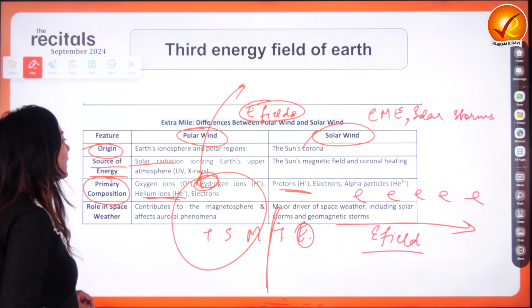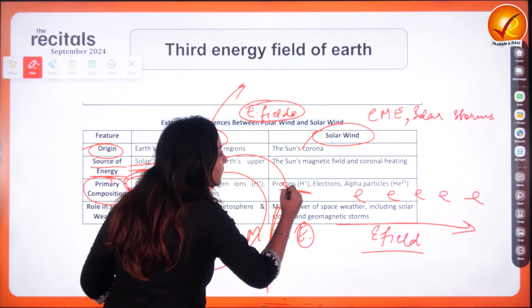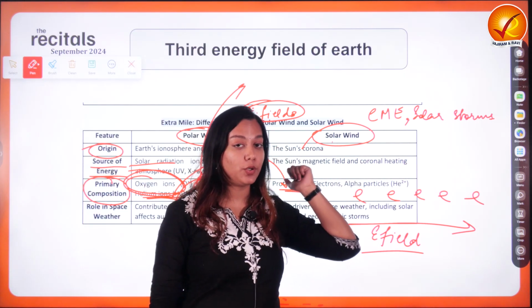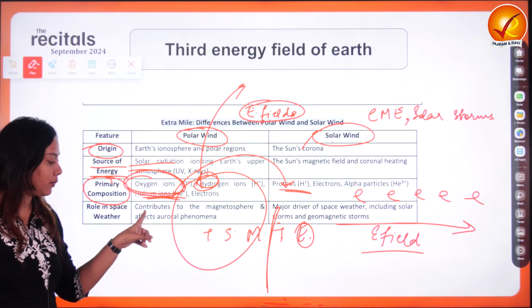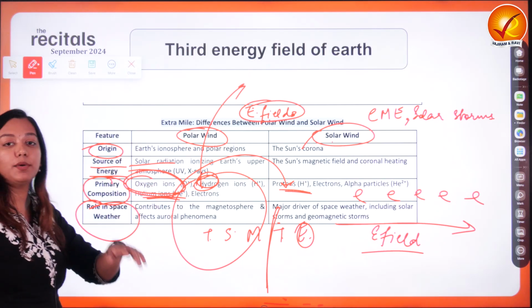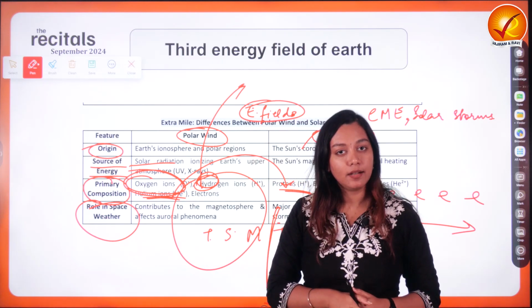Alongside, in the case of polar winds, they have oxygen ions which are not present in the solar wind, because in the sun do we find any oxygen? No, but on the earth we do find. So the oxygen ions are only present in the polar wind. Then what is their role in the space weather? Of course, polar wind is able to create phenomena like auroras. We have already seen that.